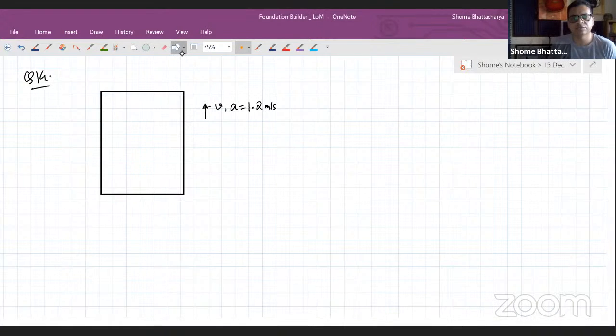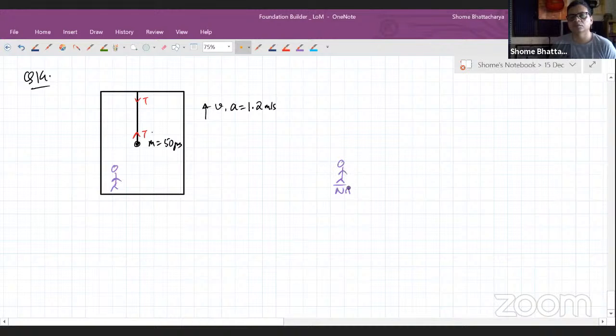Now inside this we have the pendulum suspended by a thread. So it's like a bob of certain mass, given to us as 50 grams, suspended like this. We have to find the tension in this case. Here there are two ways we can do this. We can take the frame inside the elevator. From that non-inertial frame, which is inside the elevator, that frame itself is going up with an acceleration of 1.2 meters per second square.